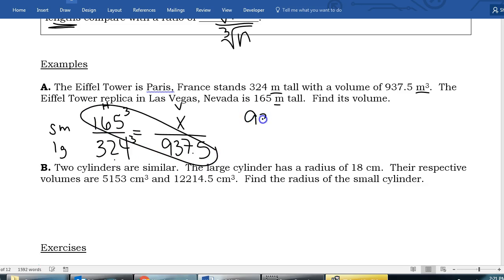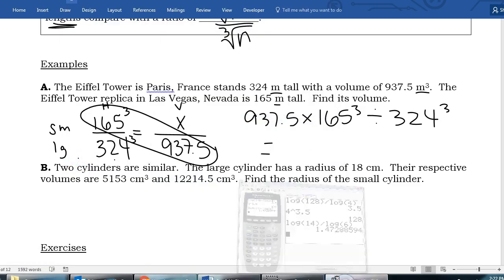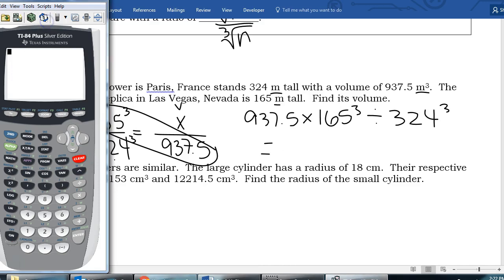So that'll be 937.5 times 165 cubed divided by 324 cubed. Let's see what I got down here. 937.5 times 165 cubed. I use my little caret, up arrow 3, divided by 324 to the power of 3. Tells me that the volume of the Eiffel Tower replica is 123.8 cubic meters.